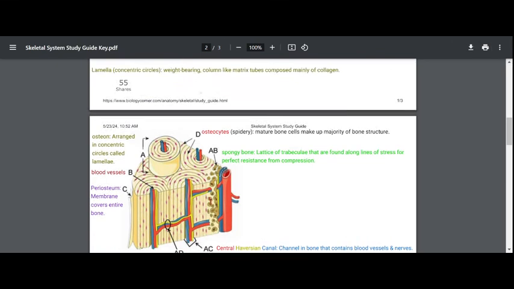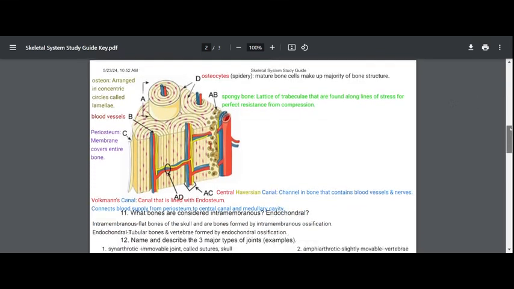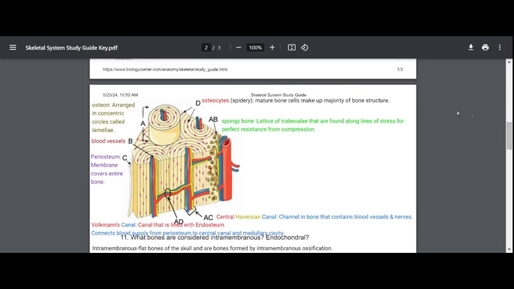Okay, so now we're going to go ahead and look at this diagram. Okay, so over here, A is showing an osteon. Remember, osteons are arranged in concentric circles called lamellae. B shows blood vessels. These are blood vessels right here.